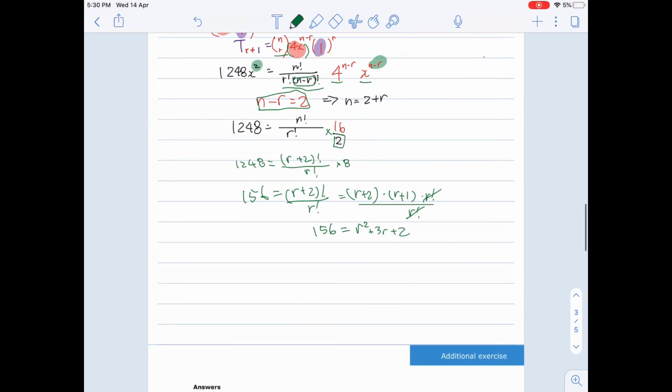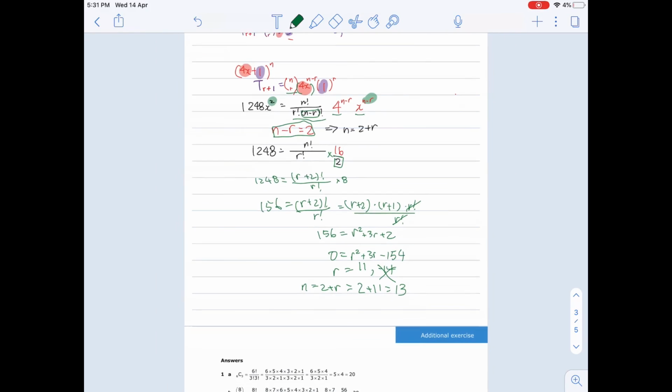And then now it just becomes solving a quadratic equation. 0 equals r squared plus 3r minus 154. So r is 11 or negative 14, right? But then as you can see, n equals 2 plus r. r cannot be negative 14 because 2 minus 14 will give you negative 12. n cannot be a negative number, so it can only be positive. Therefore, 2 plus 11 equals 13. So n is 13, yes.